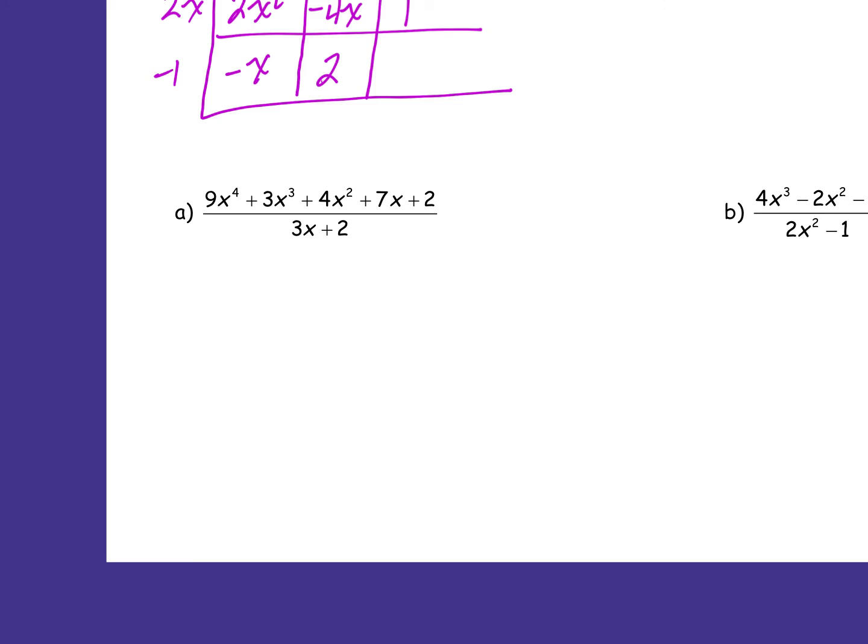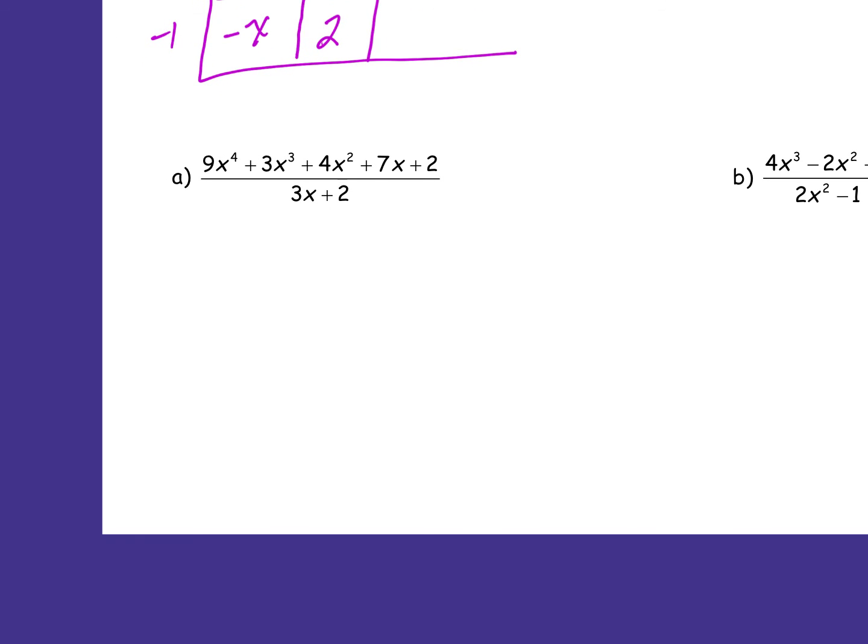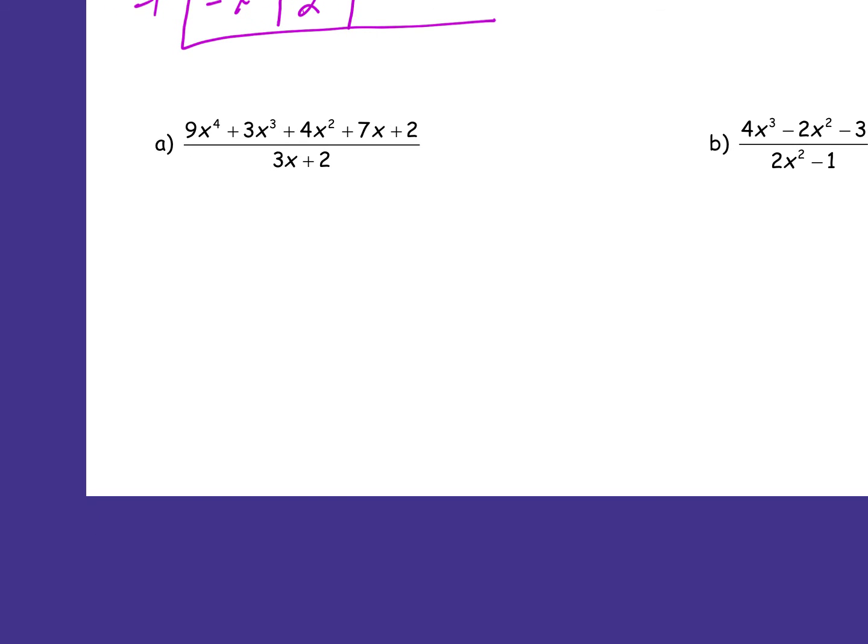All right. So I'm going to go ahead and do A and B because we are running out of time. We only have 8 minutes left. I'm going to go ahead, because B I really want to show you. You can do it with the box method, but it's not very easy.